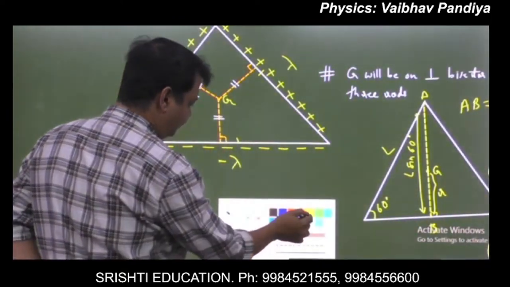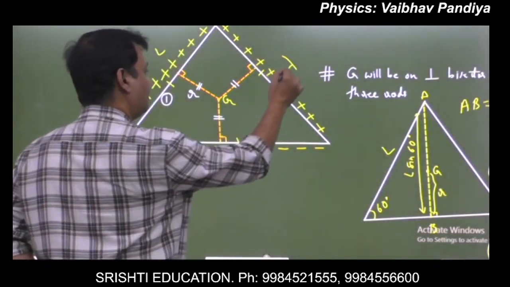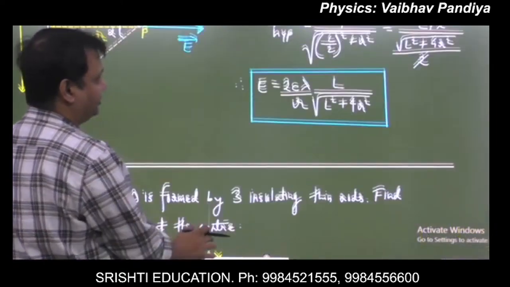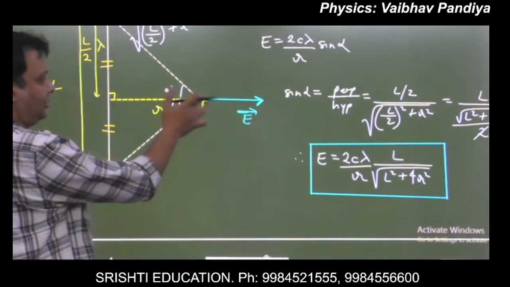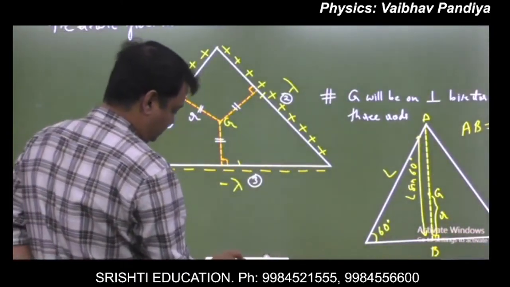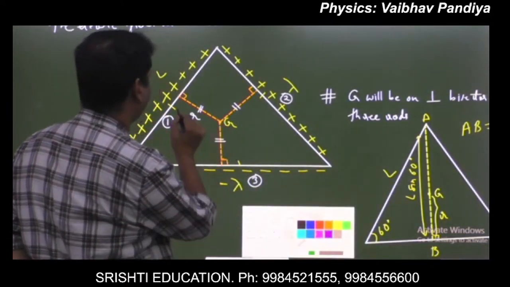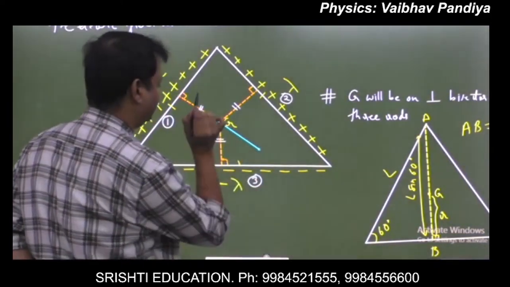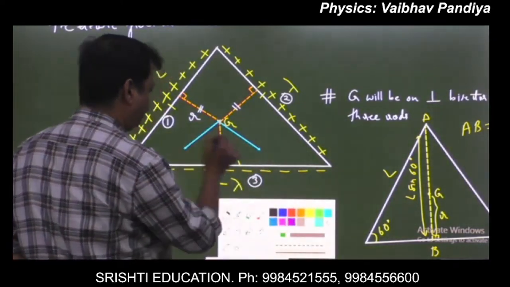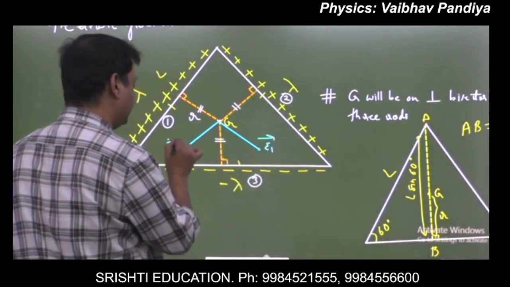Let us name the three segments as segment 1, segment 2, and segment 3. So from the fundamental knowledge of the field on the perpendicular bisector of a finite line, the first vector, electric field vector 1 for segment 1, will be like this. The second vector will be like this. Both are positively charged, so the field will be away. This will be E1 and this will be your E2.